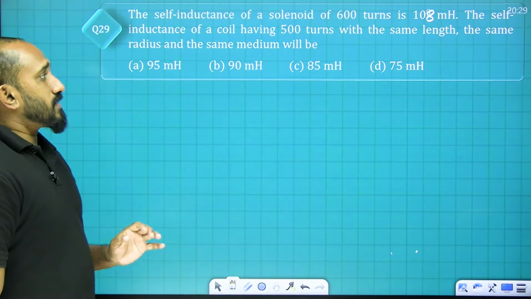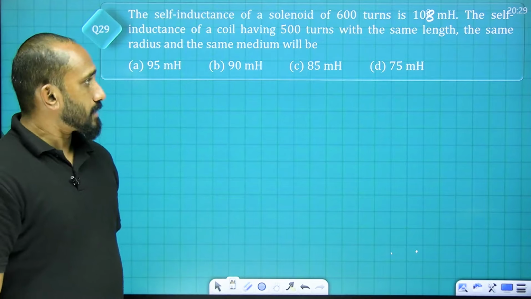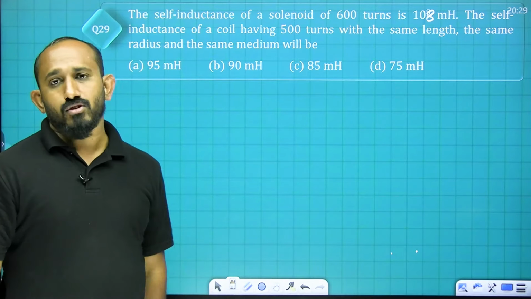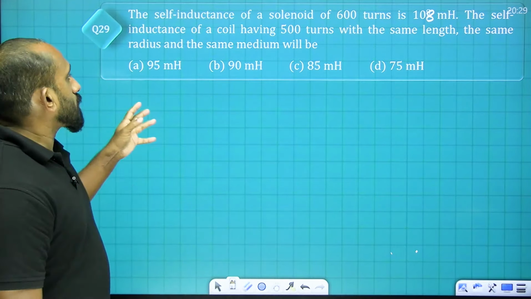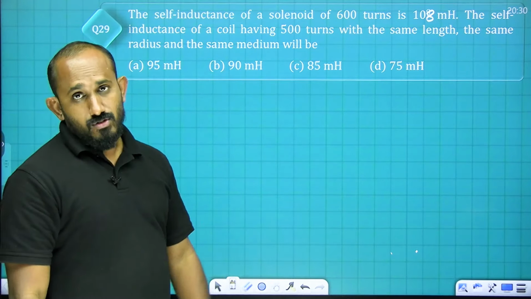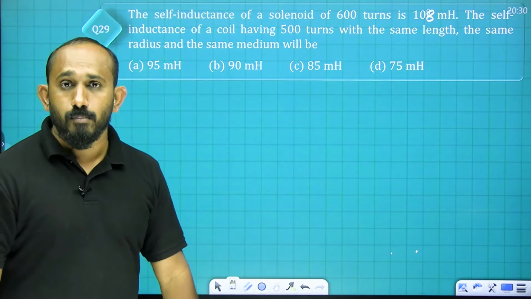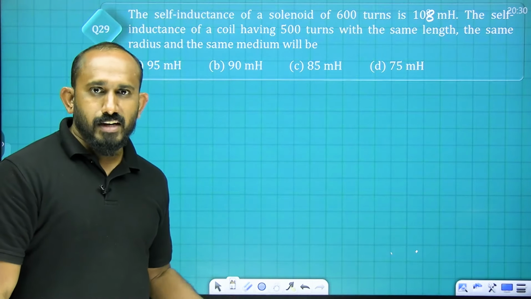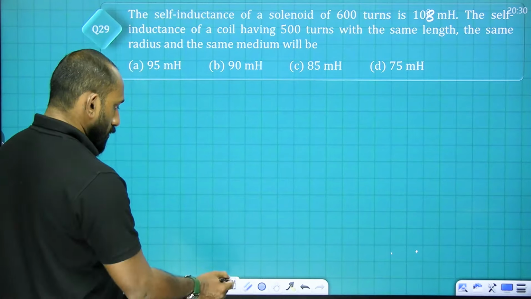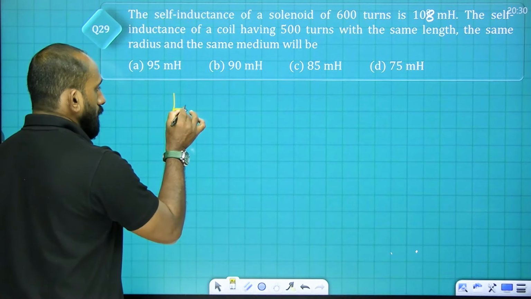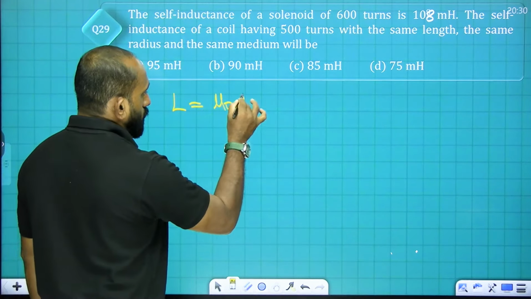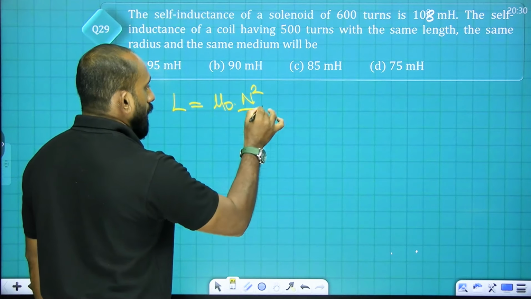The self-inductance of a solenoid of 600 turns is 108 millihenry. The self-inductance of a coil having 500 turns, with the same length, the same radius and the same medium, will be what? So self-inductance is the concept here. We know the self-inductance L is equal to mu 0 times N square by L into A.